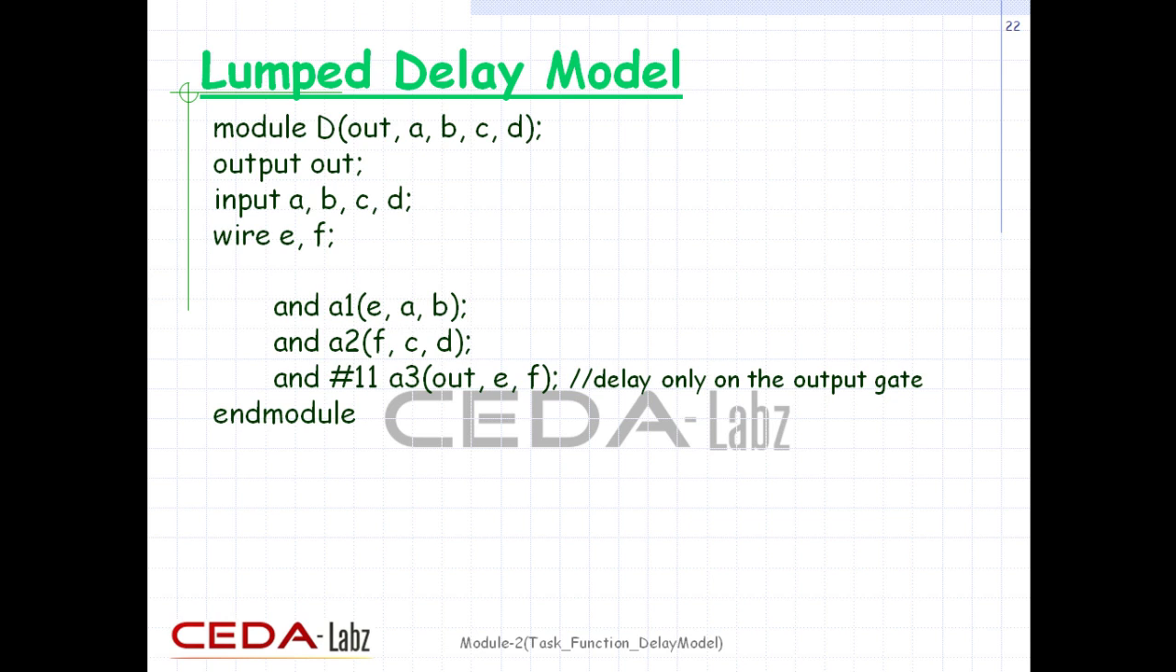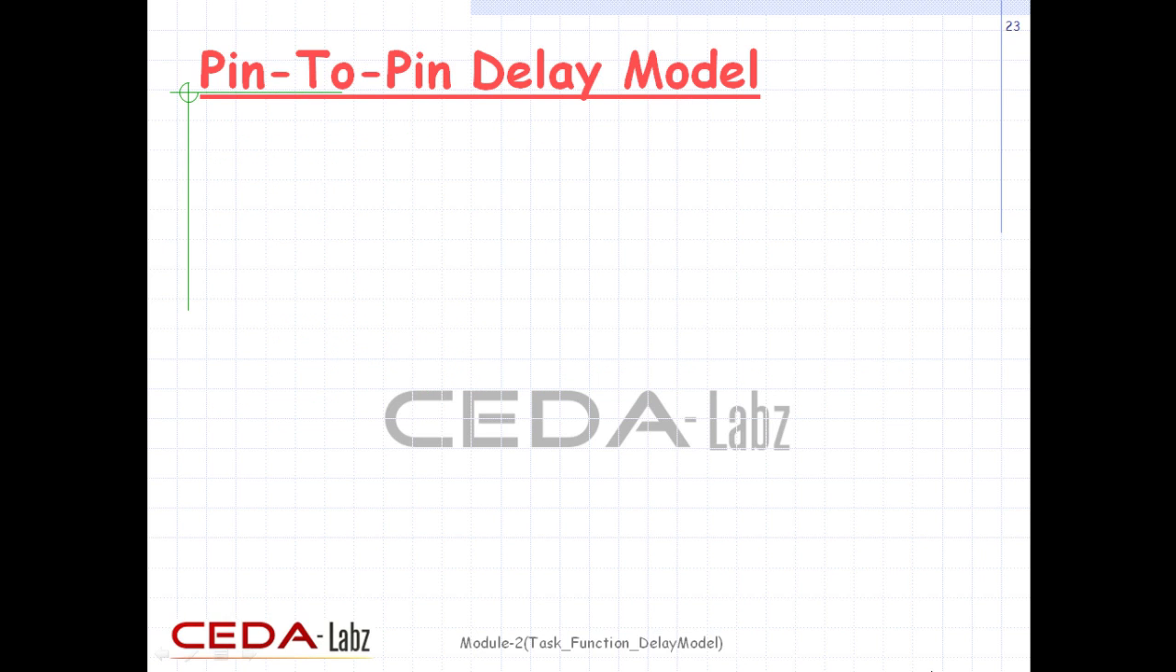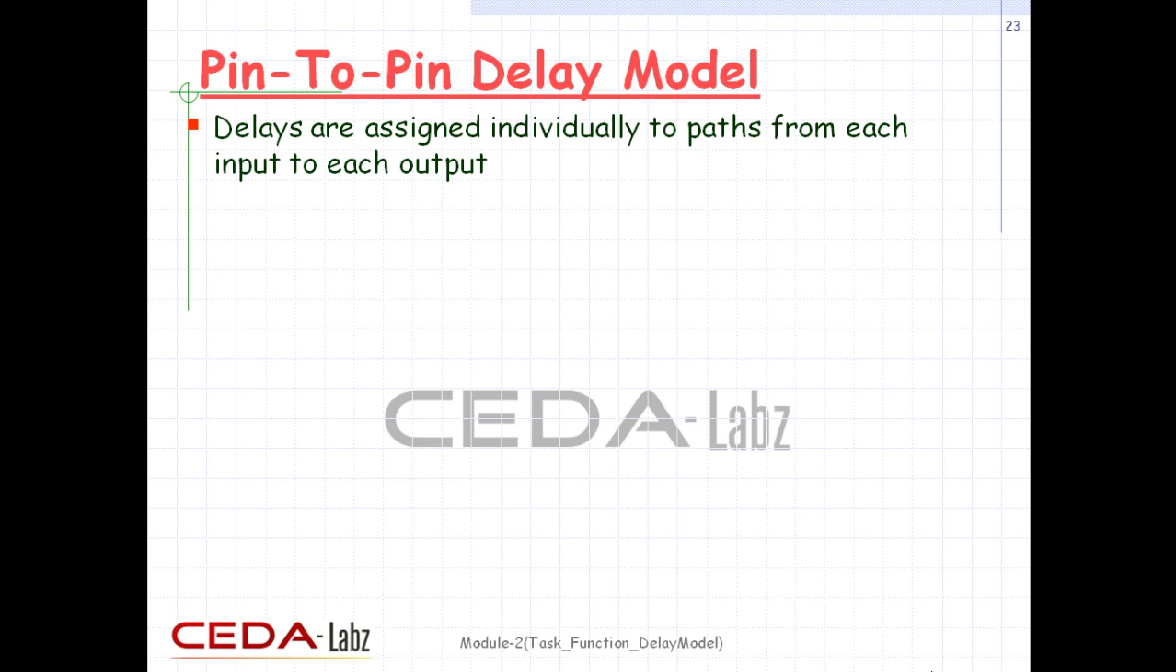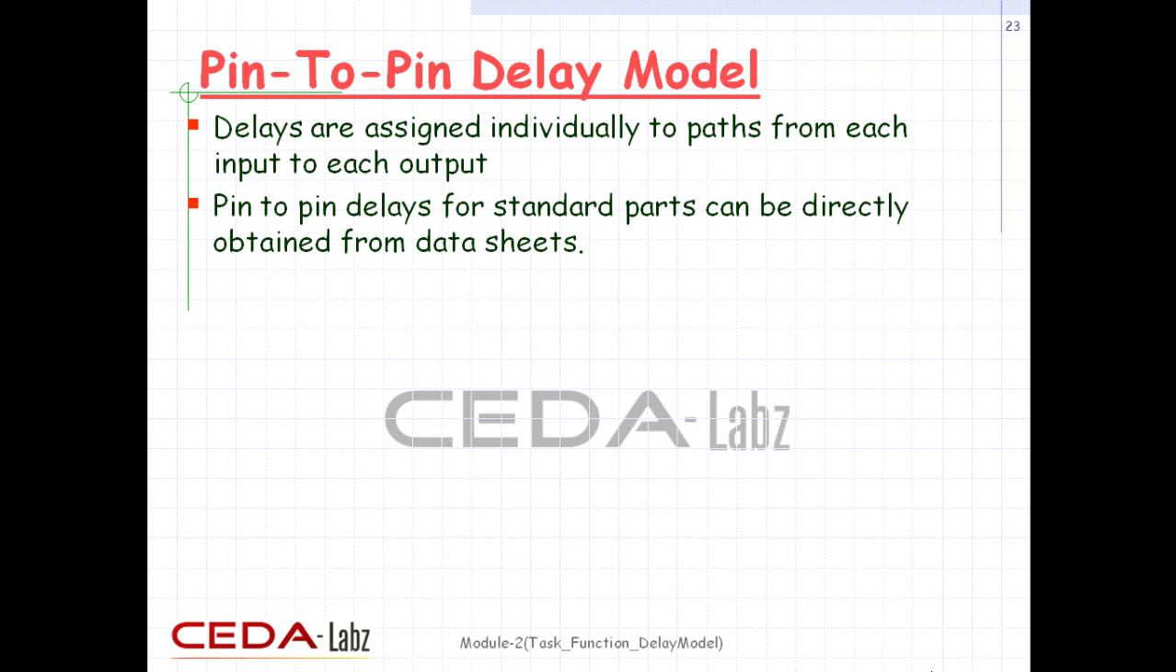As we can see, in this example, the entire delay is associated with one gate only. Lump delay models are easy to model compared with distributed delays. Another method of delay specification for a module is pin-to-pin timing. Delays are assigned individually to paths from each input to each output. Thus, delays can be separately specified for each input or output path.